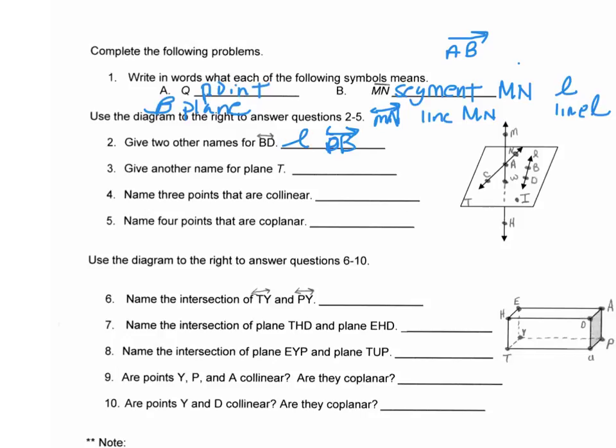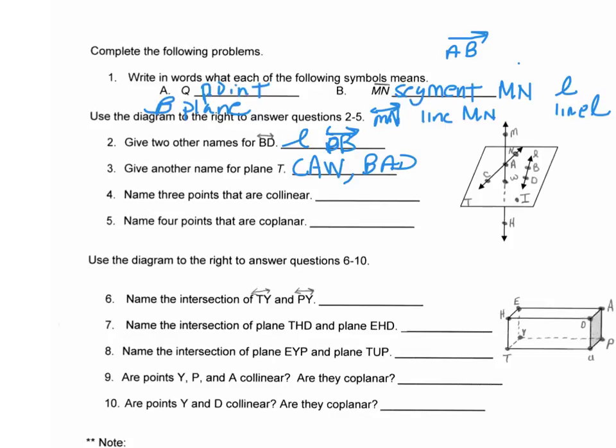Another name for plane T would be three non-collinear points. There are many of them up here. I could have CAW, remember they're all capital. I don't need to write the word plane. I could have up here BAD. Any 3 non-collinear points are going to create the name for this plane because they're lying on it.